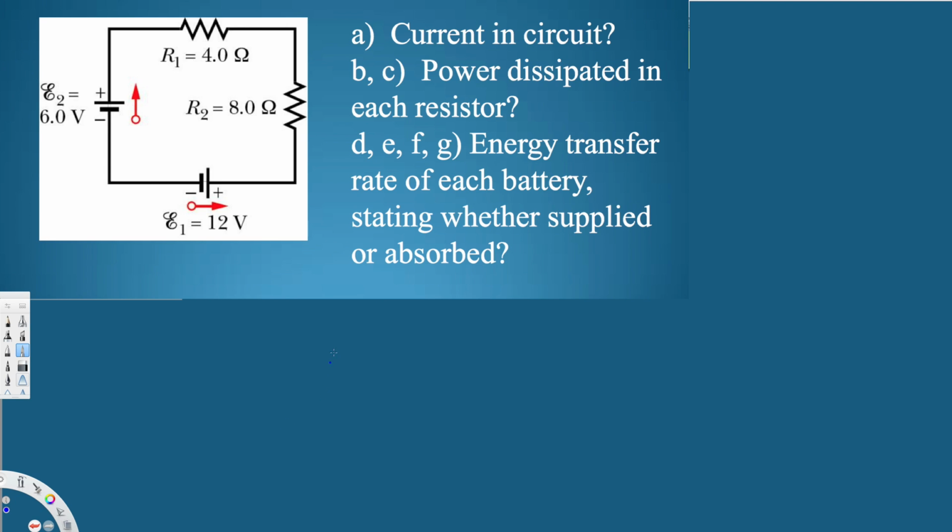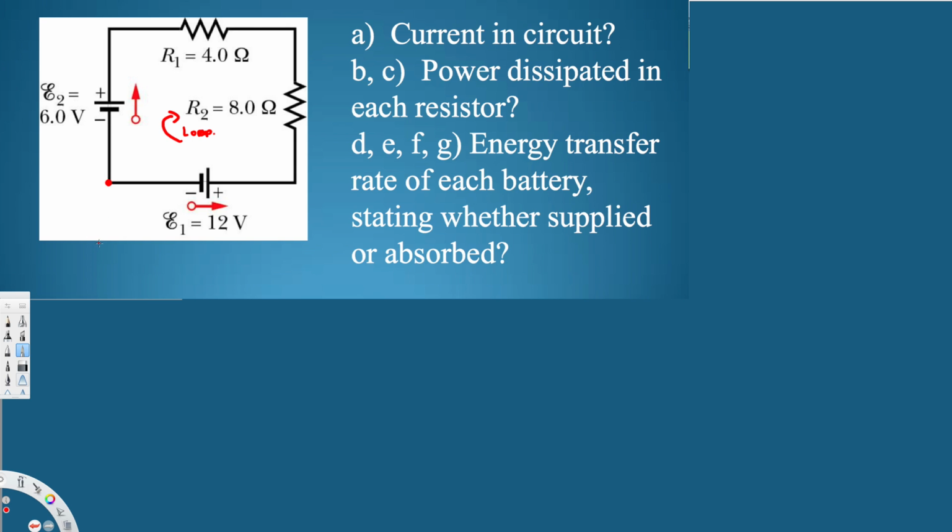Let's do this problem right here. The first question is asking for the current in the circuit. So let's see how we can find it. We can create the loop equation. If I take this rotation, I can pick any point, so this is, let's say, the loop. I can pick any location. Let's pick this one.